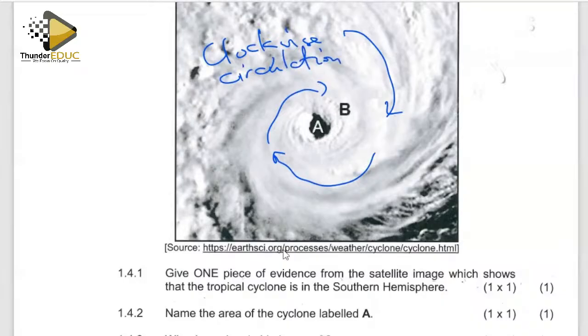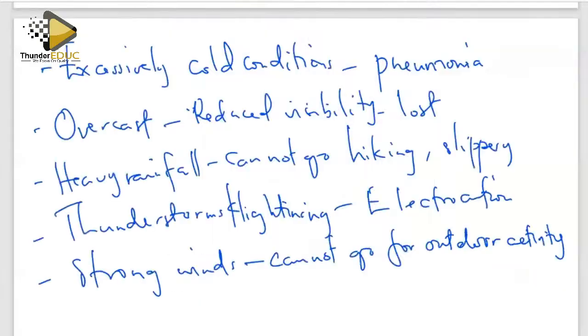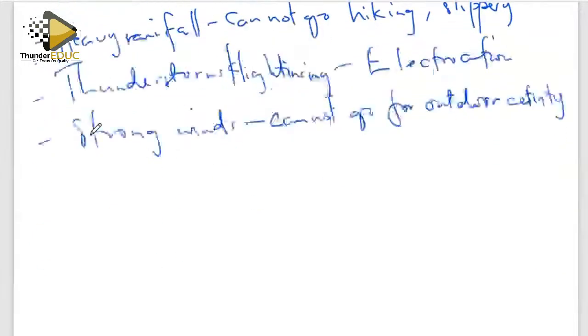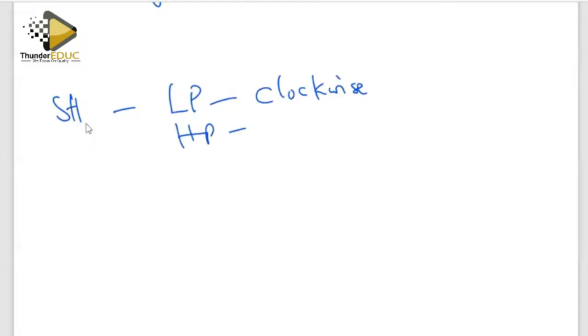Right, our circulation directions differ with hemispheres. In the southern hemisphere, in a low pressure cell, air circulates in a clockwise direction. Out of a high pressure cell, the air circulates in an anti-clockwise direction. That is in the southern hemisphere.